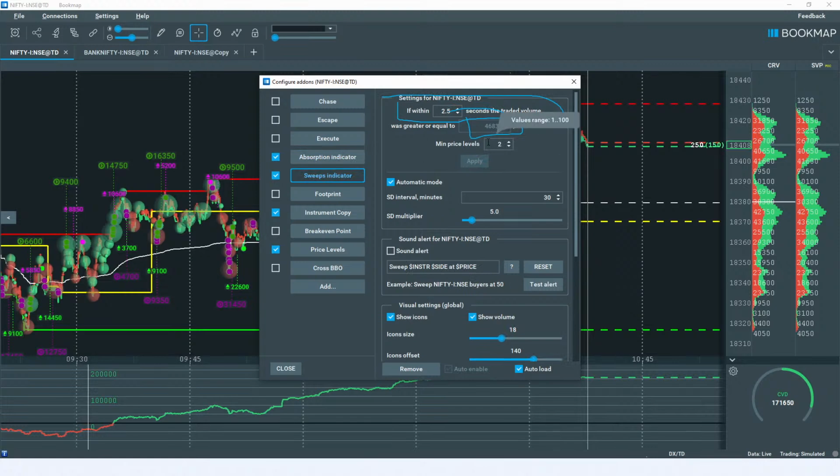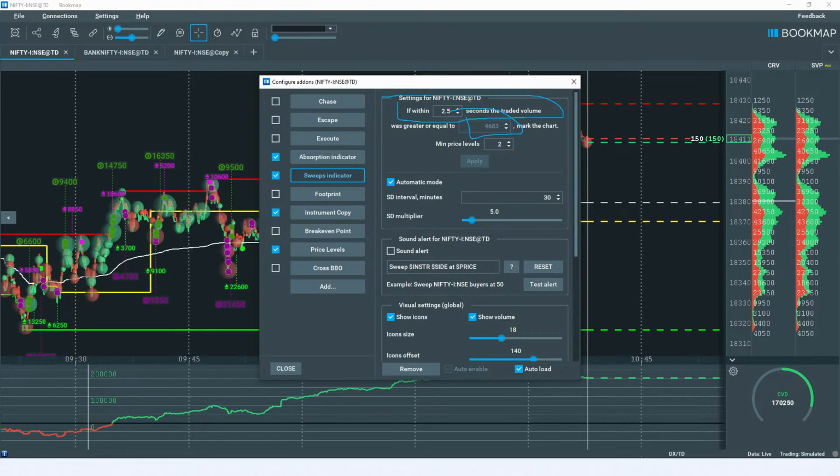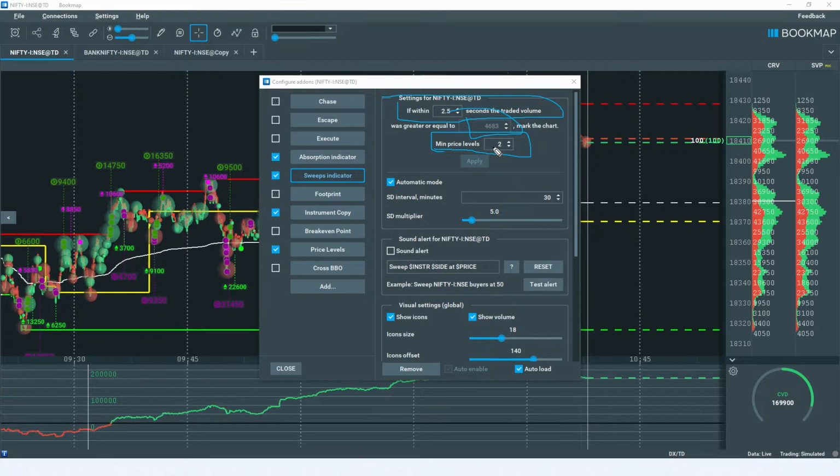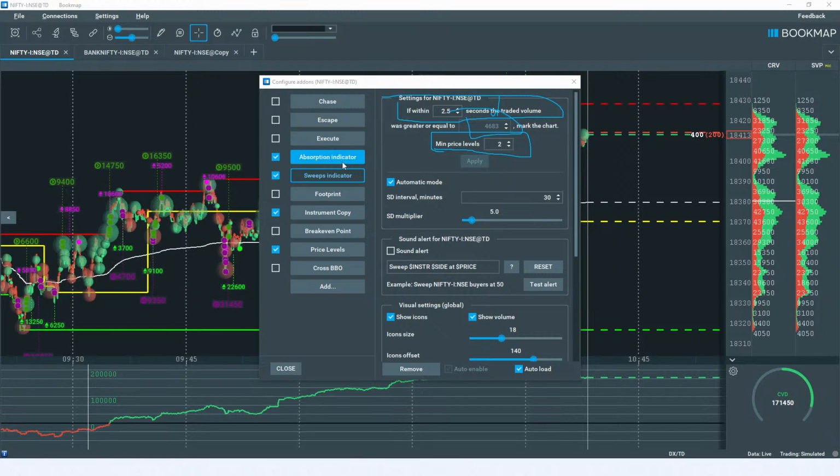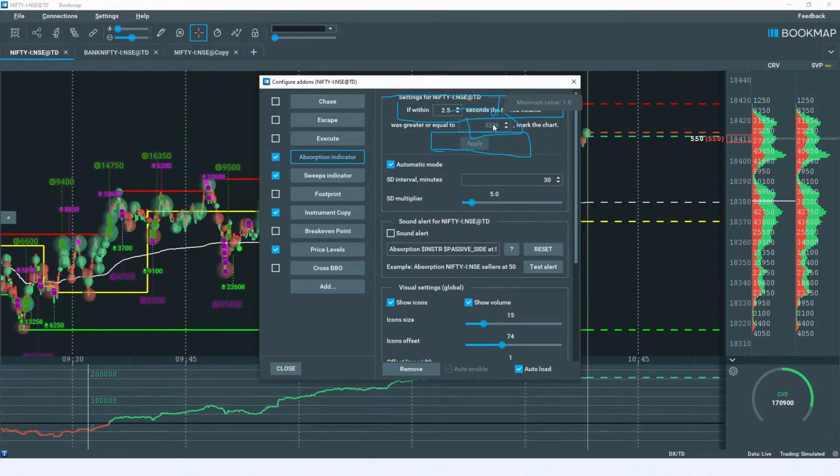Well, when it comes to the sweep, there is one major difference, okay? Which is the price levels that we monitor to consider the calculation. So when it comes to the sweeps, we look for minimum 2 price levels. Even though the quantities are same, we are monitoring minimum two levels to be considered when it comes to the calculation of it. Wherein if you just look at the absorption indicator, we are only looking at a specific price level.